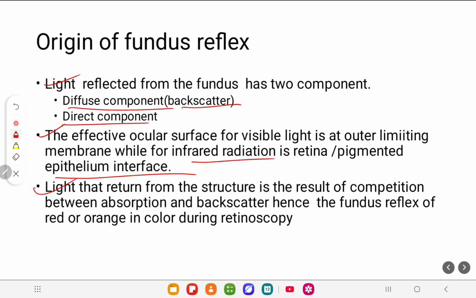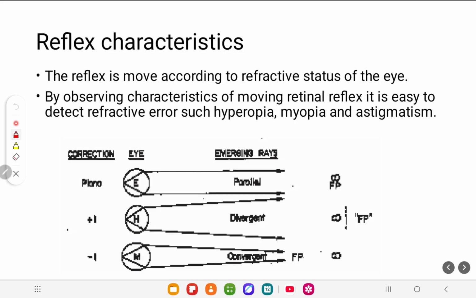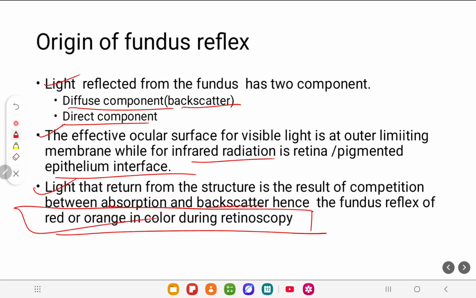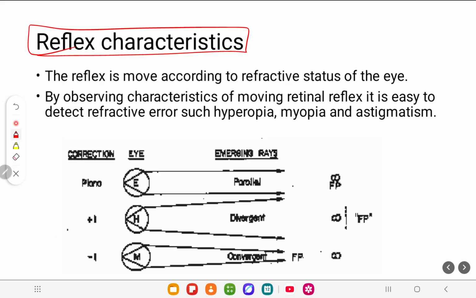Light returned from the structure is the result of competition between absorption and backscattering. Hence the fundus reflects a red and orange color. Why is it red and orange in color? Because of the blood vessels, the blood circulation, the choroid. So basically we come to the conclusion that the RPE and the vitreoretinal junction are the two main sources of the fundus reflex.